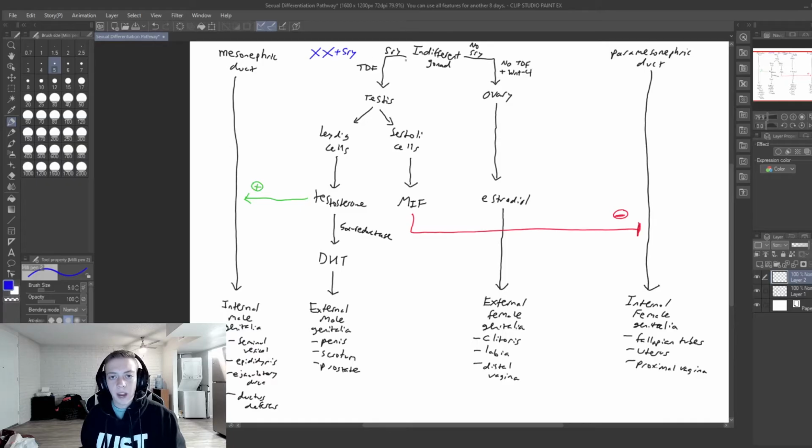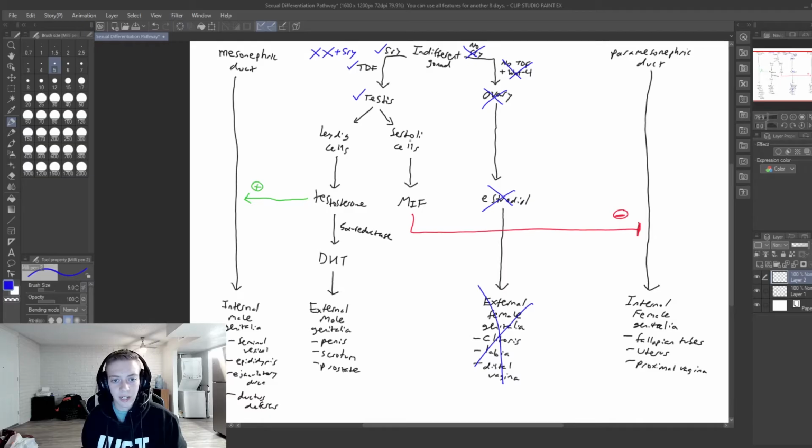And so we're going to look at this pathway and see what would happen with our XX plus SRY. We have our indifferent gonad, and do we have an SRY? We do. So we can go that way. We don't need to go this way. So since we're not going this way, we can cross these out. We are not going to develop internal female genitalia. We are going to follow this pathway. We do have TDF, so we are going to make a testis.